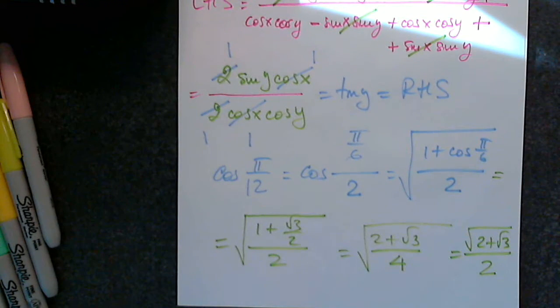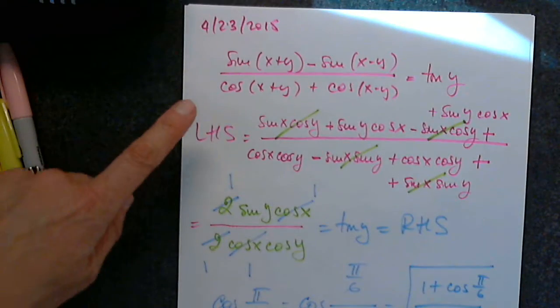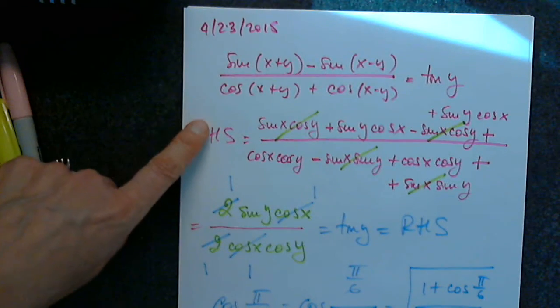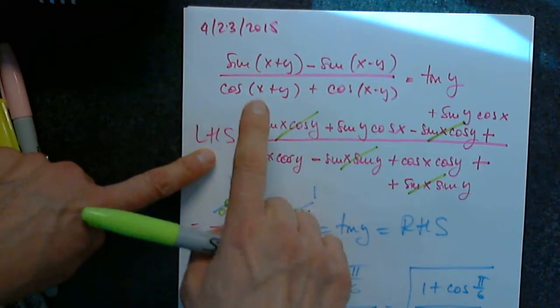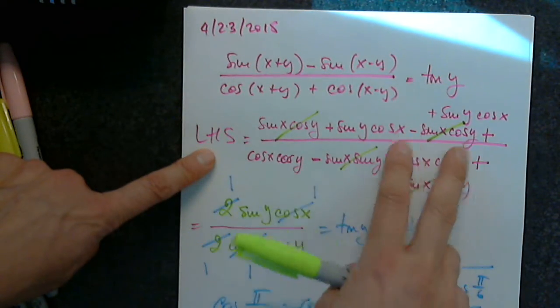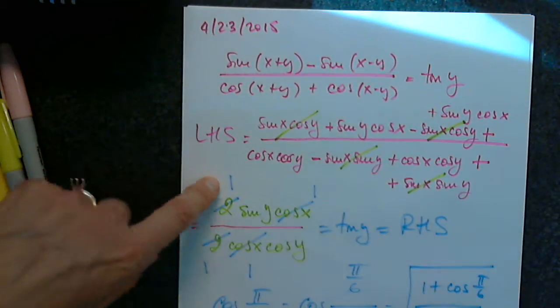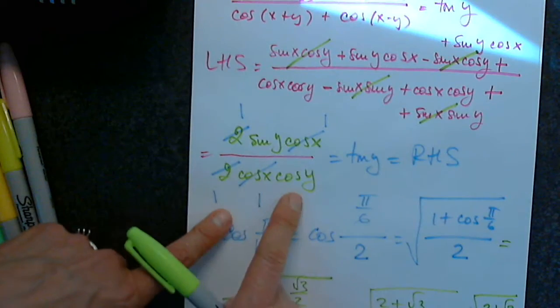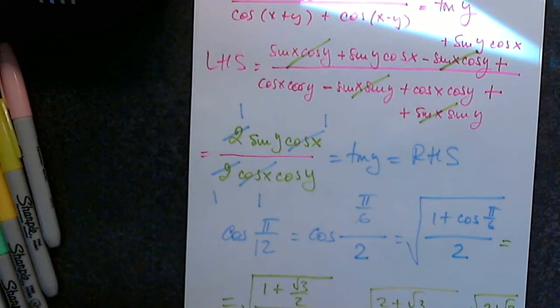Any questions on this? This was problem 12. And we also did the previous problem, the trig identity. So we expressed these two, and we simplified, and we ended up with sine y over cosine y, which is tangent y.